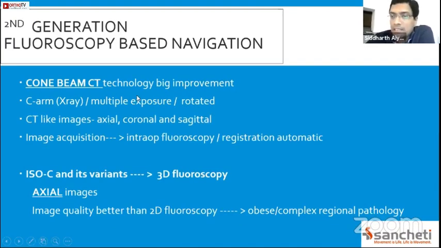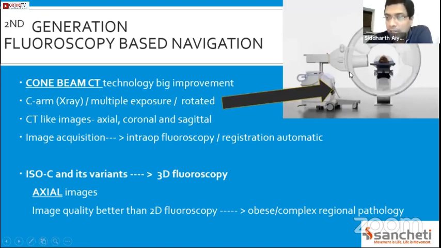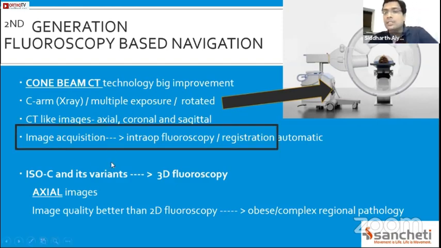What changed in the second generation was the development of cone beam CT technology, where the regular C-arm would move from 0 degrees to sometimes up to 180 degrees and take multiple X-ray shots. These would then be reformatted to give CT-like images, though not as clear as conventional CT, but at least much better than regular C-arm images. So in this sense, the image acquisition was through fluoroscopy, which was again intra-op, but registration was also automatic. The front runner of this was the ISO-C and its variants, and thus was born three-dimensional fluoroscopy-based imaging, in which the additional axial component of viewing was available during real-time intra-op navigation.